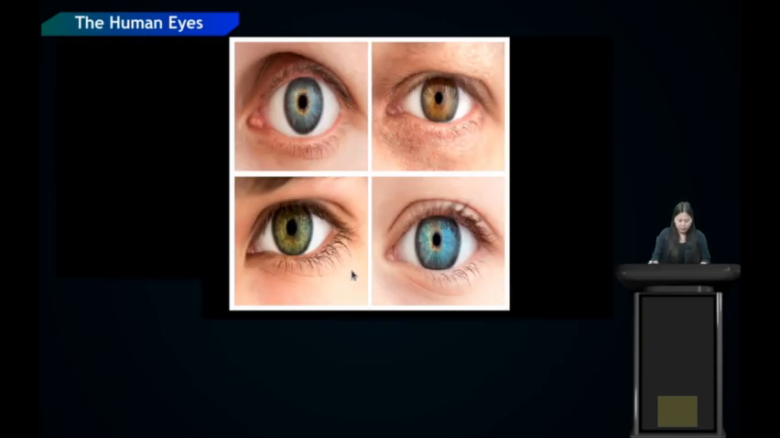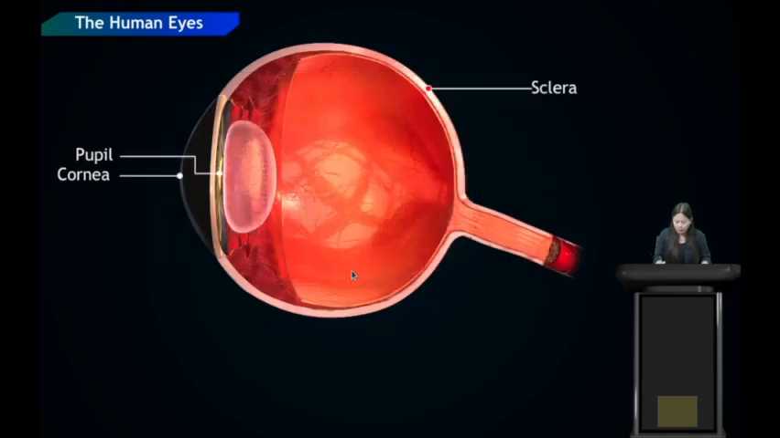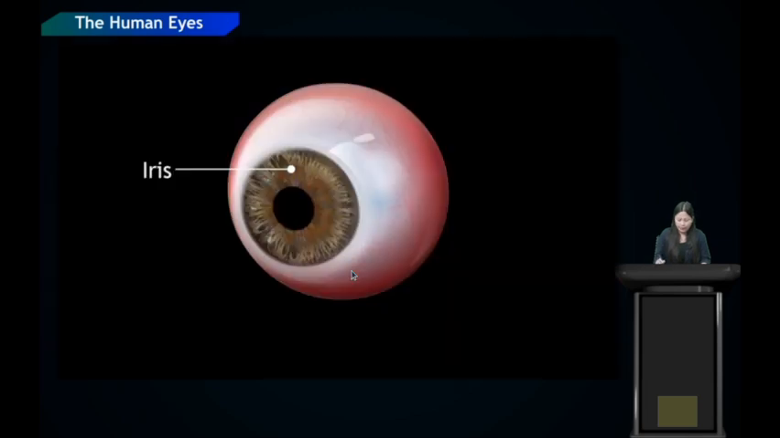Here we see the pupil, the black hole, and here we see different colors. We see the eyes are of different colors. So what is this colored portion called? This is the iris. The iris determines the color of your eyes. The color of the iris determines whether you have brown eyes, green eyes or blue eyes.